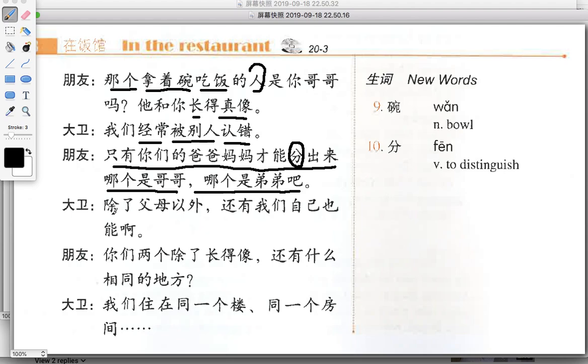大卫说，除了父母以外，还有我们自己也能啊。Apart from our parents, 除了以外 is a more official, more serious way of using the word 除了. You can just say 除了父母, 以外 can be omitted. Okay, 除了父母，还有我们自己, ourselves can do that.